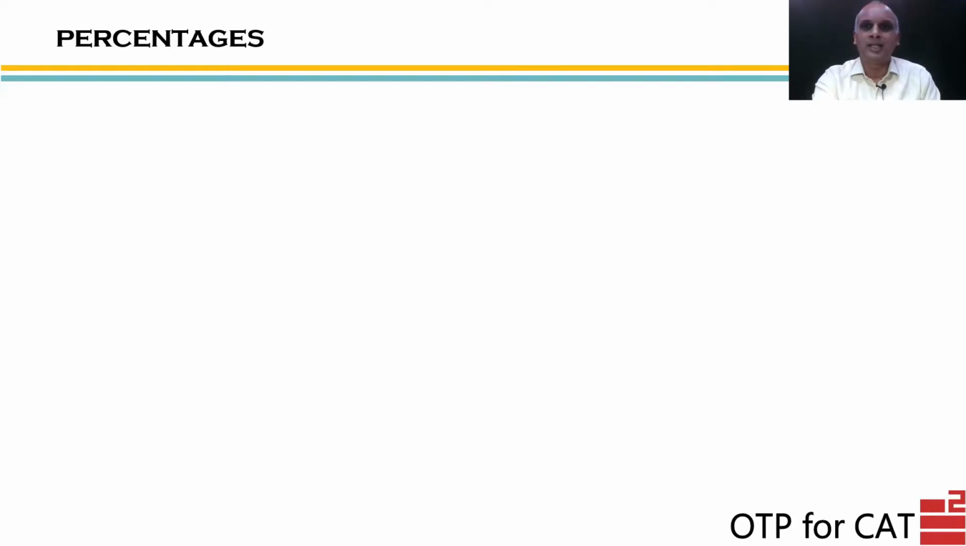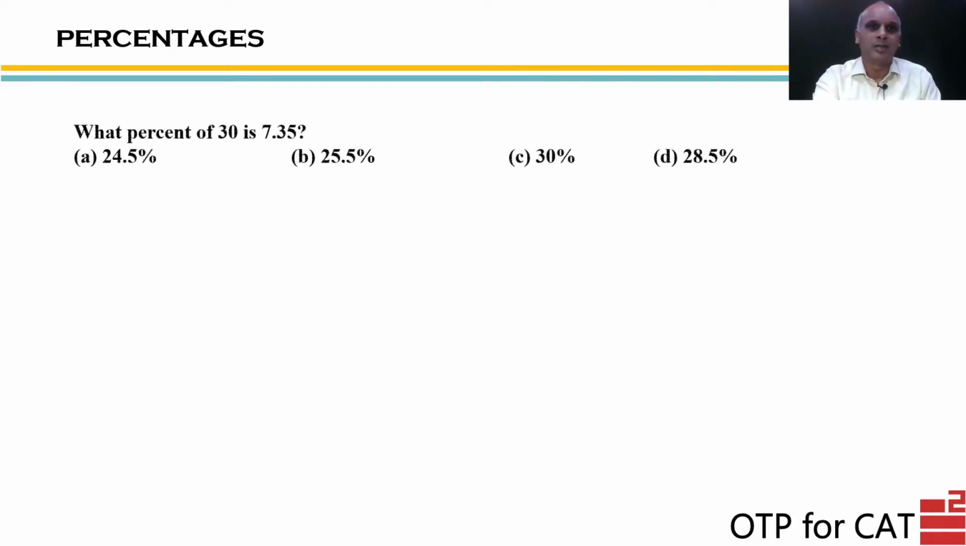Now let us see some basic examples of percentages. We'll begin with this question. What percent of 30 is 7.35? How do we go about this? Now, when we have this kind of question, try to see what percent. When we say what percent, we don't know what is this what. So let's say this what is X. So it means the question becomes X percent of 30 is equal to 7.35.